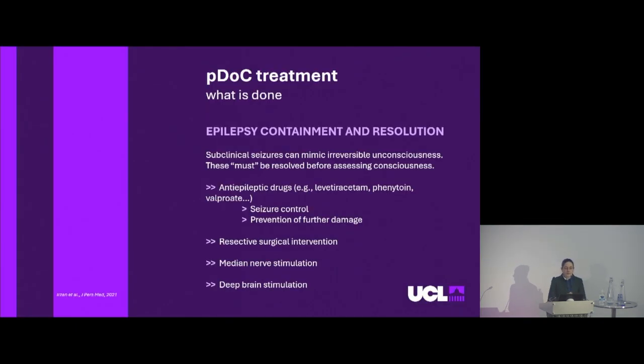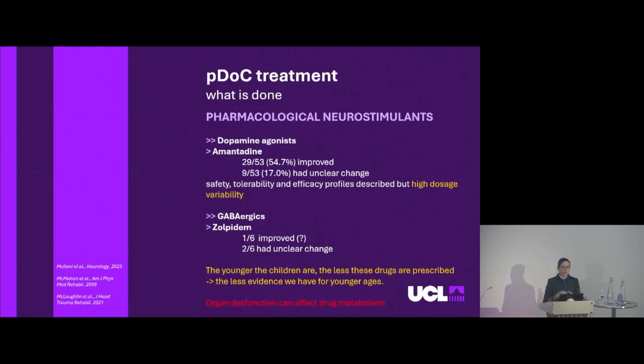And this brings me to the next slide, in saying that in terms of treatment, the first action is really epilepsy containment. Nowadays, we have several anti-epileptic drugs available. There's still a little bit of trial and error, but for sure, many patients can have their seizures controlled, and there's prevention of further damage. Some of them are candidates for resective surgical intervention, and then we have other tools available to indirectly tackle the problem of epilepsy, such as the ones that I mentioned here.